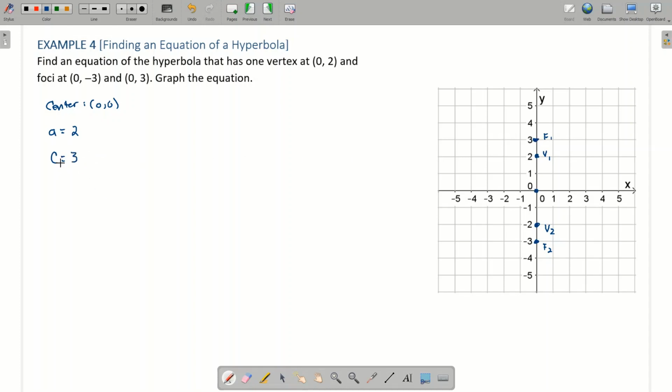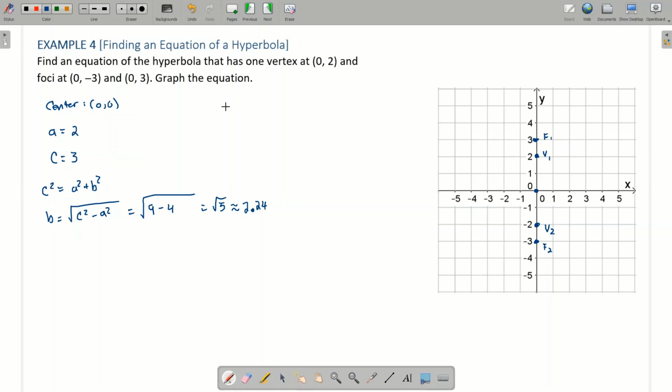If we have A and C, we can find B, because we know C squared is equal to A squared plus B squared. So that means that B would equal the square root of C squared minus A squared. So if we put everything in, that's going to be 9 minus 4. So once again, our favorite number here, square root of 5, so that's approximately 2.24.